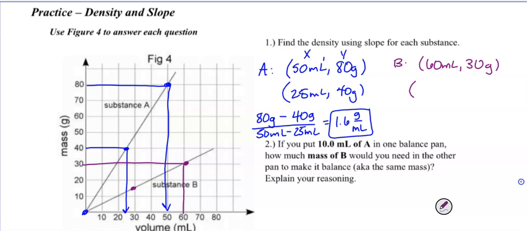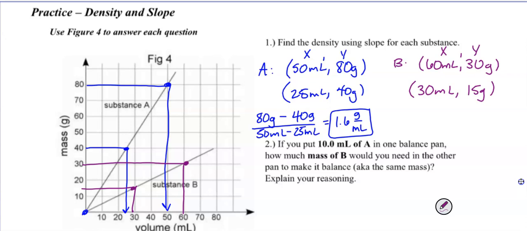And so for here, I see 30 milliliters and 15 grams. That's what I'll call this one. 30 milliliters X, 15 grams Y. So this is X, Y. And because my X and Y values for that 60 and 30 is further on the graph, we call it X2 and Y2. So just a reminder there.